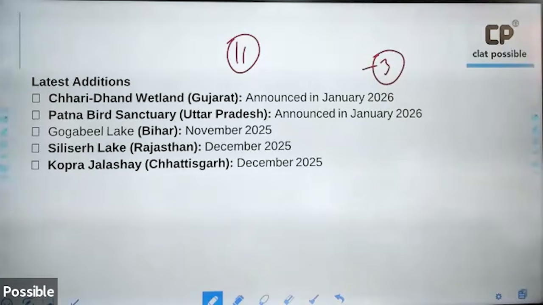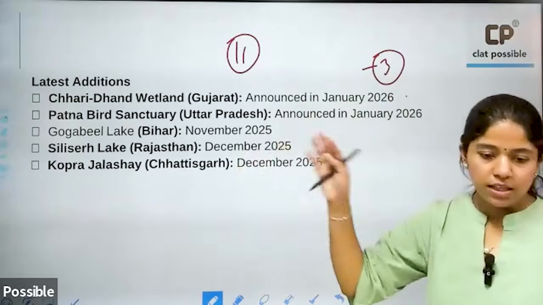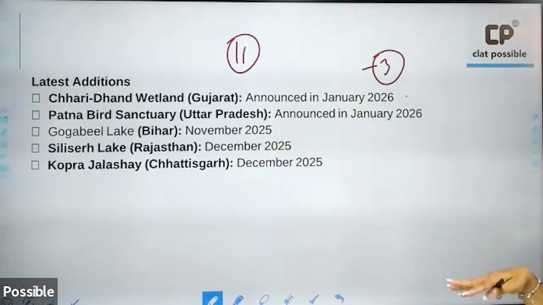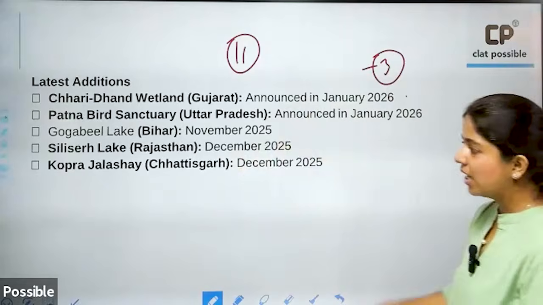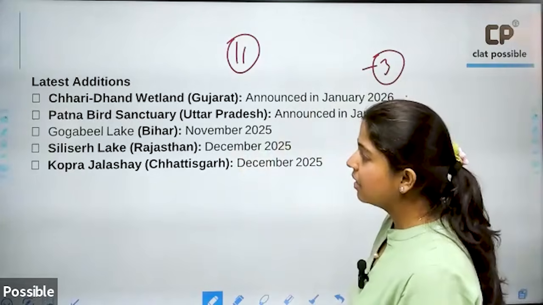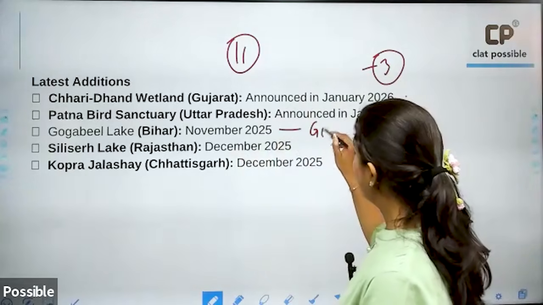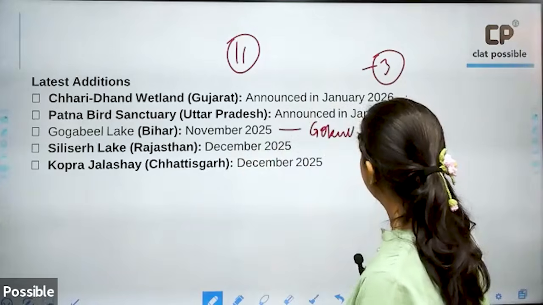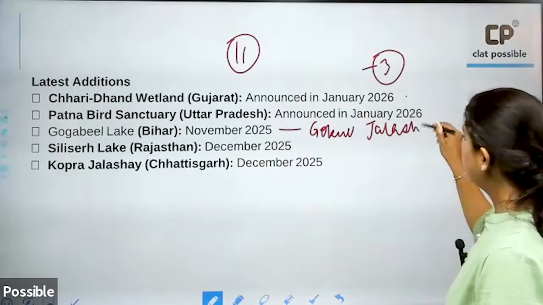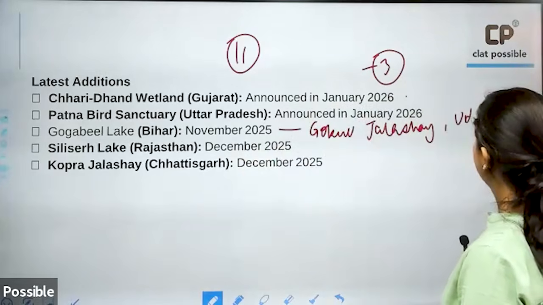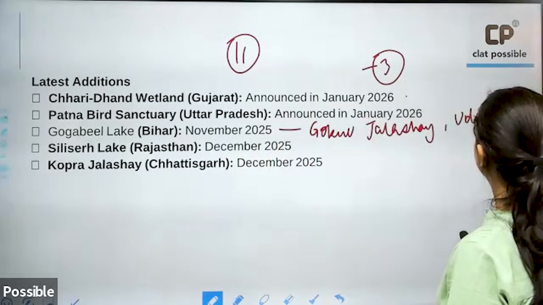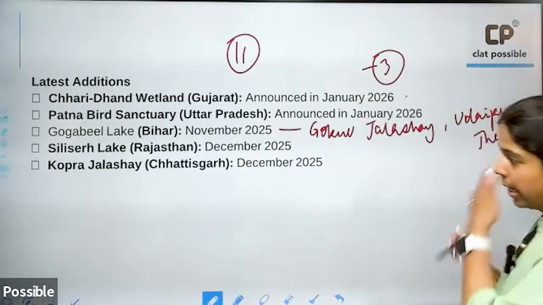So Chharidhand in Gujarat was announced in January. Patna Bird Sanctuary, Uttar Pradesh, announced in January. Then this is the third one. The Shekha Jheel has been announced in the month of April. Then Gogabil last year from Bihar. Other than Gogabil, we also have Gokul Jalashay. Okay, and Udaipur Jheel. Gokul Jalashay and Udaipur Jheel, all of them were announced last year.